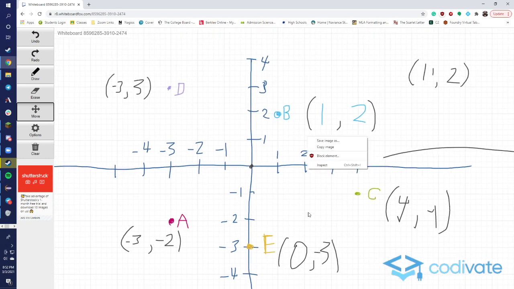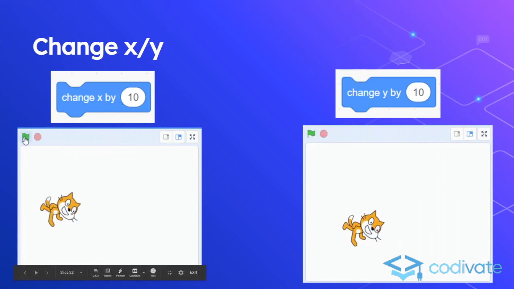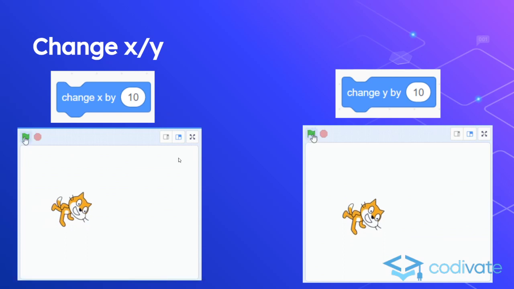And the same is true for up and down. So when we change x by 10, we are adding 10 to that first number of the coordinate, hence moving the cat to the right. And similarly with the y, if you change the y by 10, the second number, the up-down number, it will move up. And if you put negative numbers in these blocks, it will just move in the other direction. It'll move left or down.